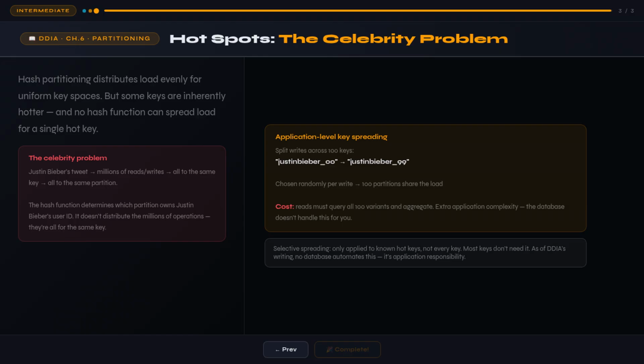The book is explicit: as of its writing, most databases leave this problem to the application. There's no general automatic solution. The hotkey problem is a reminder that partitioning distributes load for typical access patterns, but outlier access patterns, heavily skewed real-world data, require application-level mitigation.